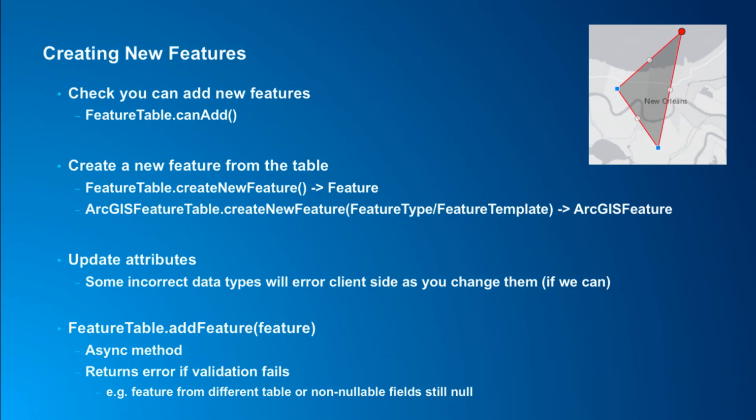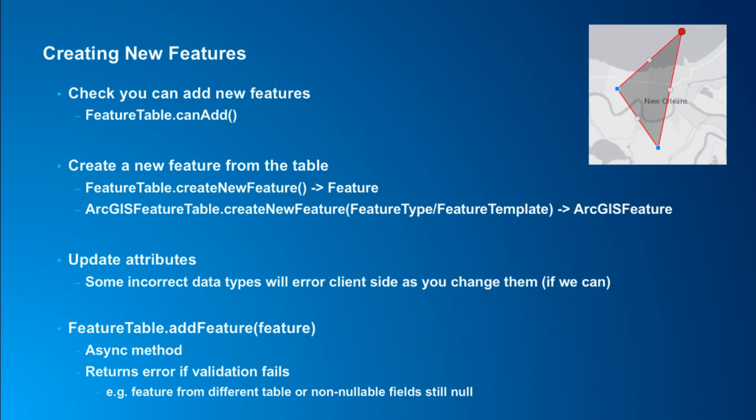We try and give it to you so you can present information to the user so they can actually change things, or you as a developer can change things. But the best thing to do is just check the type of the field before you provide a user experience to allow somebody to do the wrong thing. And then you can build your UI so that it only puts in the right value. So yeah, you've created a new feature, you've updated its attributes, and now you can add it to the table.